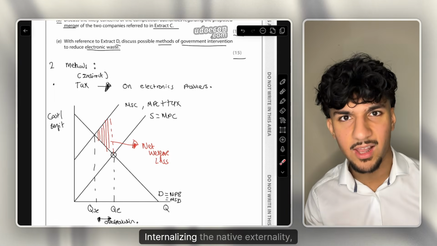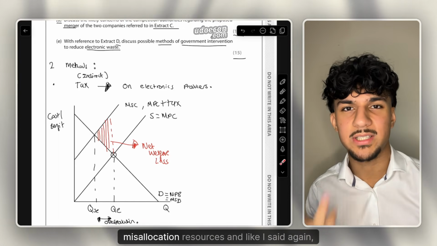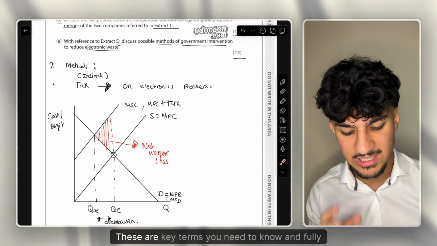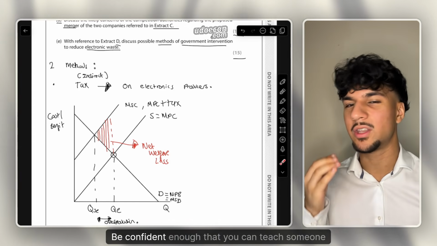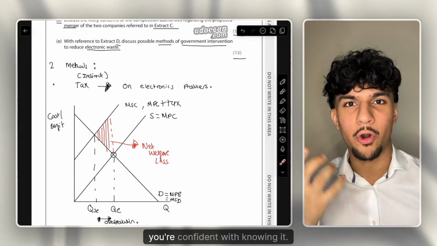Like the key terms: internalizing the negative externality, overproduction, marginal social cost, misallocation of resources, and like I said again, internalizing the negative externality. These are key terms you need to know and fully understand and be able to grasp. Be confident enough that you can teach someone about it, which means you're confident with knowing it.